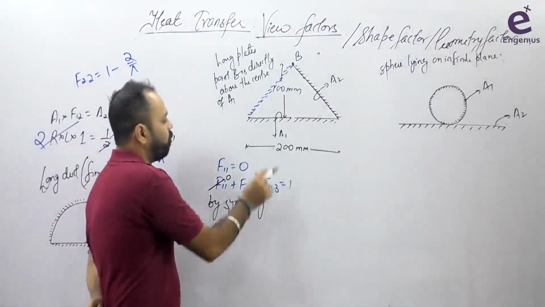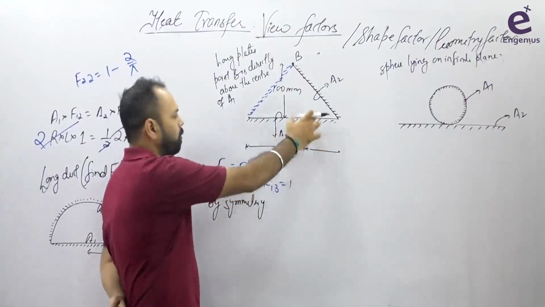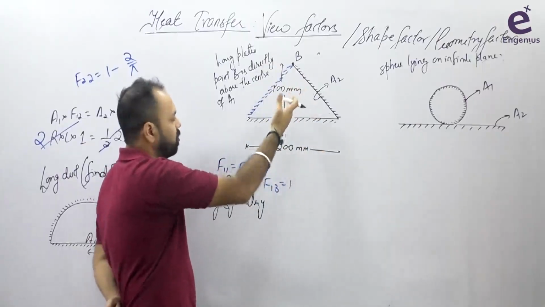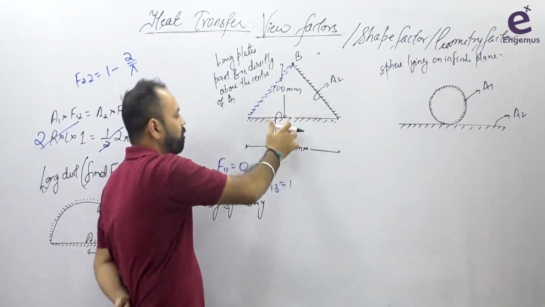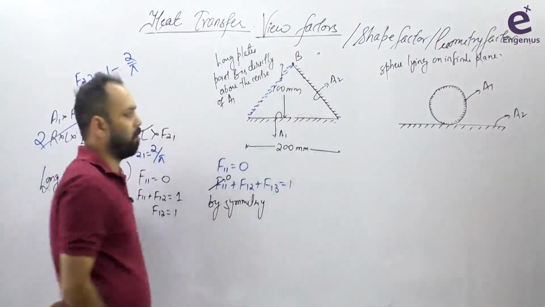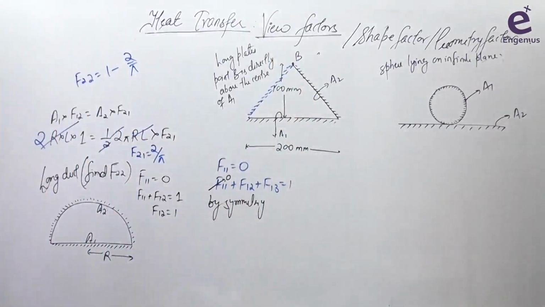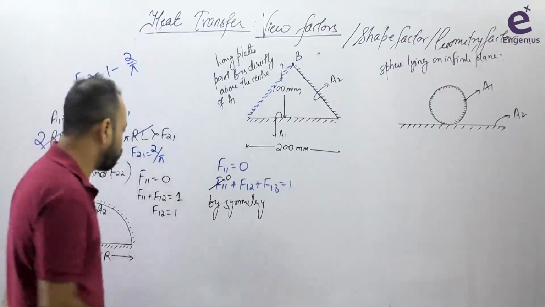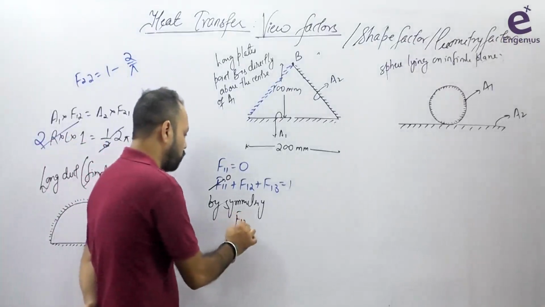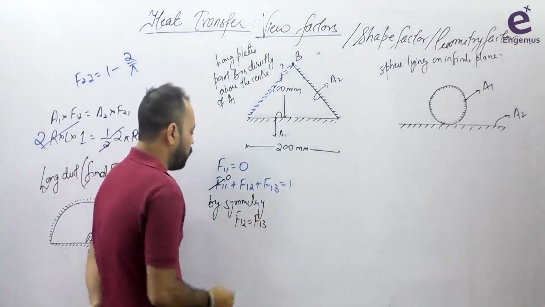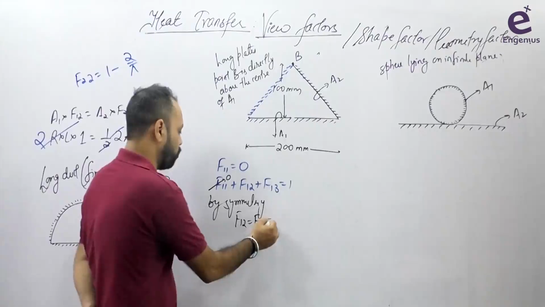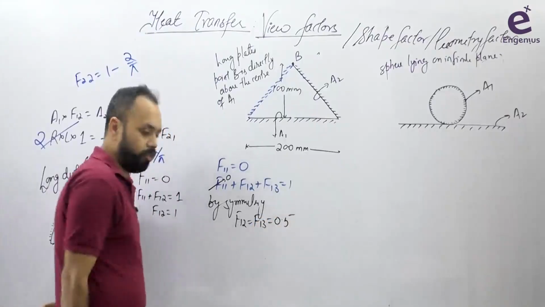What do you think? For this surface 1, again, I think a rectangular duct problem we have just solved a few problems before. For the surface 1, surface 2 and surface 3 are symmetrical, because it's an isosceles triangle. You can go through the basic geometry of this. So by symmetry, F12 is equal to F13, right? And because the summation equal to 1, both of them must be equal to 0.5.